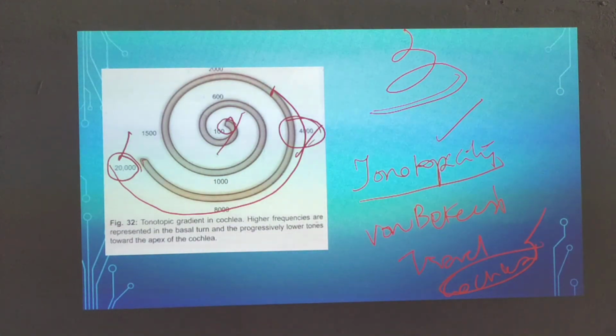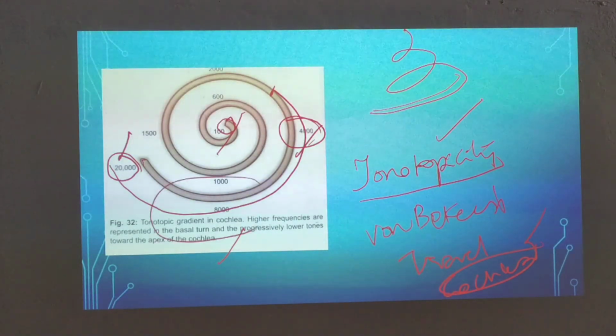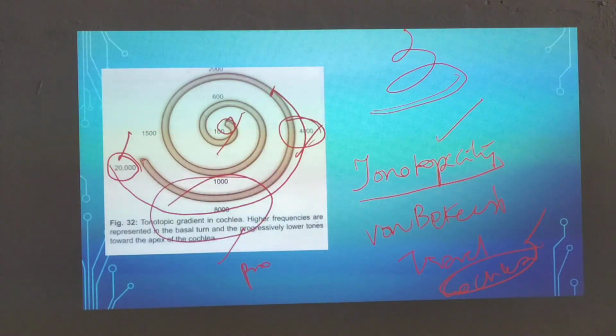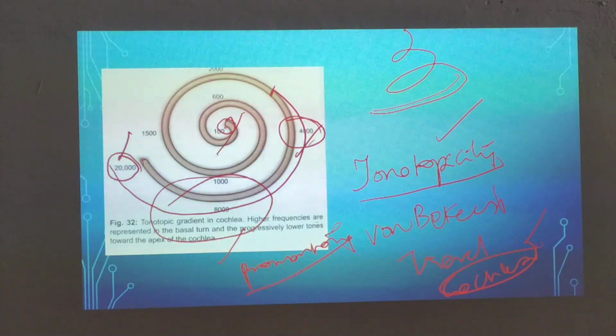As you see, higher frequencies are represented in the basal turn and progressively lower frequencies towards the apex of the cochlea. This particular basal turn is towards the promontory. That is very important. This is towards the promontory, and this particular apex is anterosuperiorly placed. So if both the ears, they will be in this direction. Cochlea will be in this direction. That is to be understood.